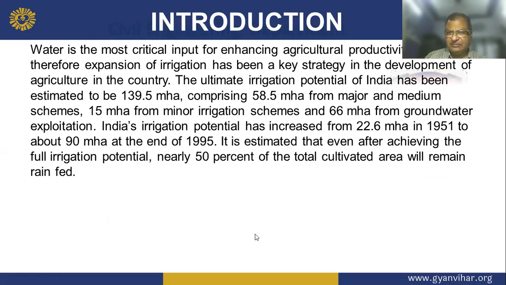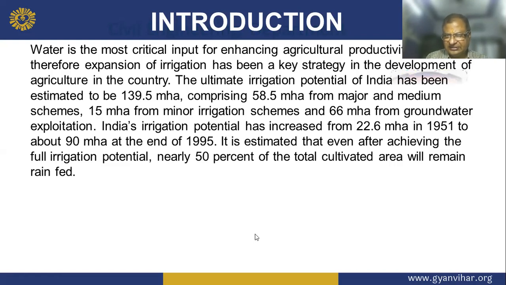So the ultimate irrigation potential of India has been estimated to be 139.5 million hectare, comprising 58.5 million hectare from major and medium schemes, 15 million hectare from minor irrigation schemes, and 66 million hectare from groundwater exploitation. India's irrigation potential has increased from 22.6 million hectare in 1951 to about 91 million hectare at the end of 1995.